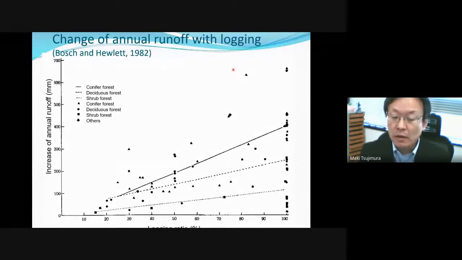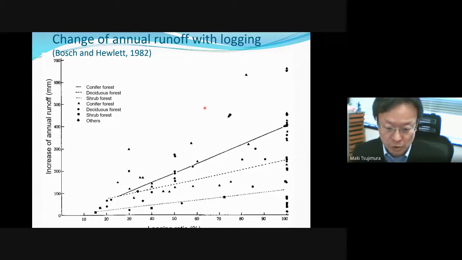Actually, there are a lot of investigations applying the control watershed method in warm, humid regions. There are more than 100 papers we have. So Bosch and Hewlett, 1982, summarized the control watershed method investigations performed in warm, humid regions in Europe, the United States, and so on, and summarized them in this graph, published in the Journal of Hydrology.